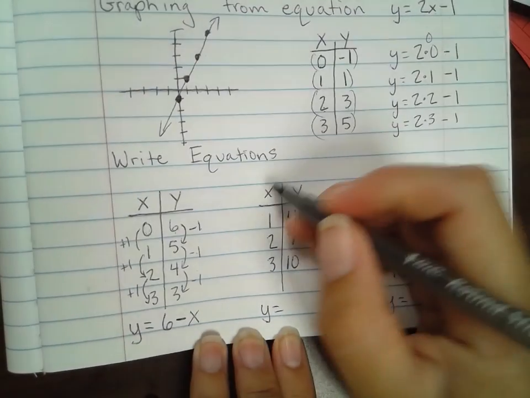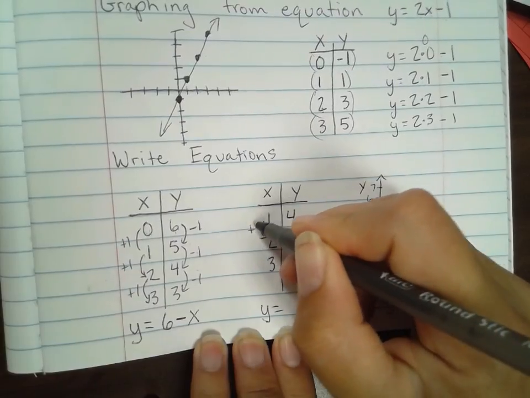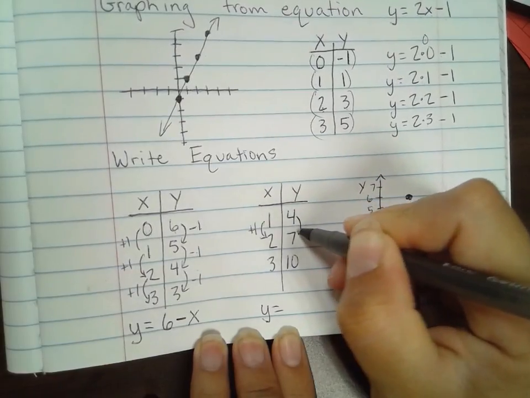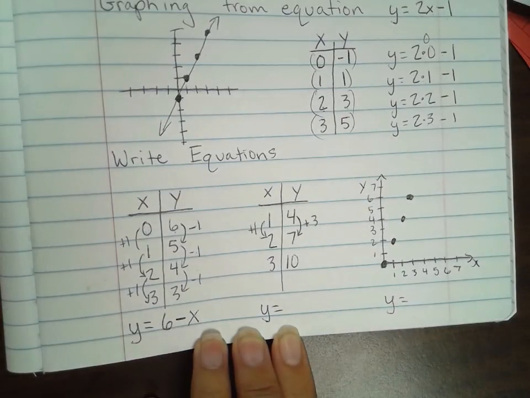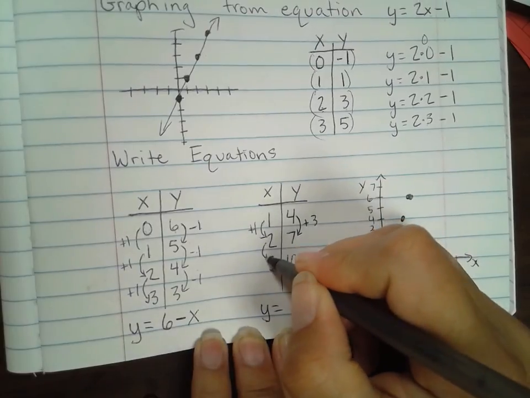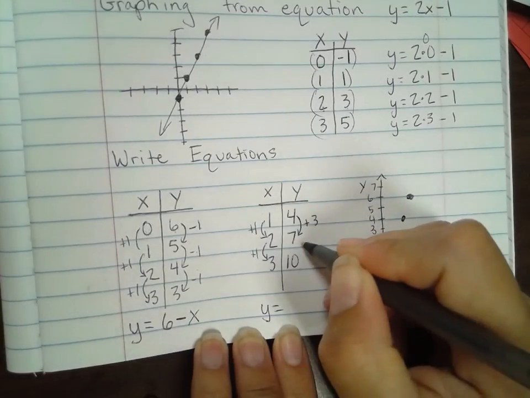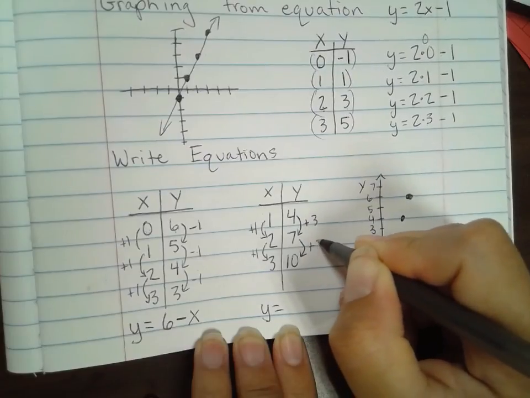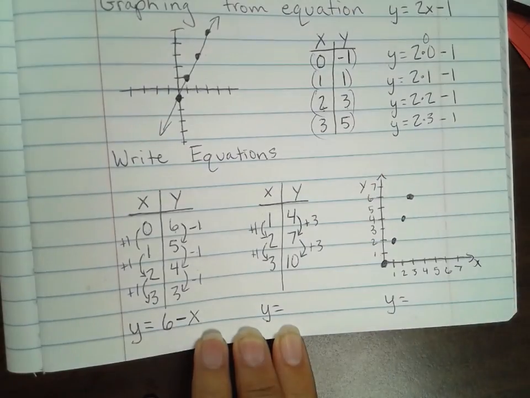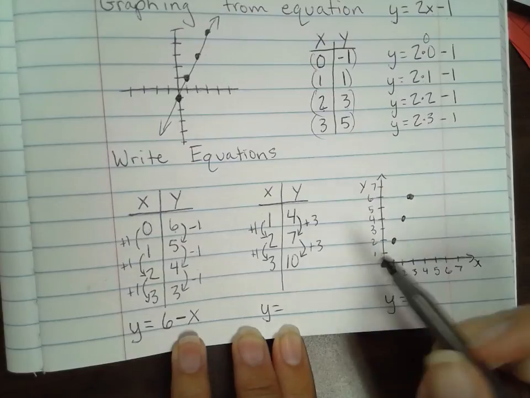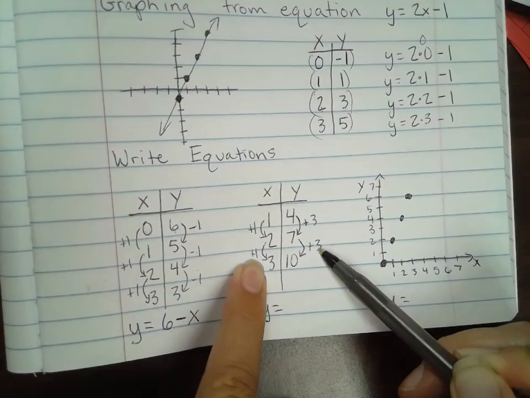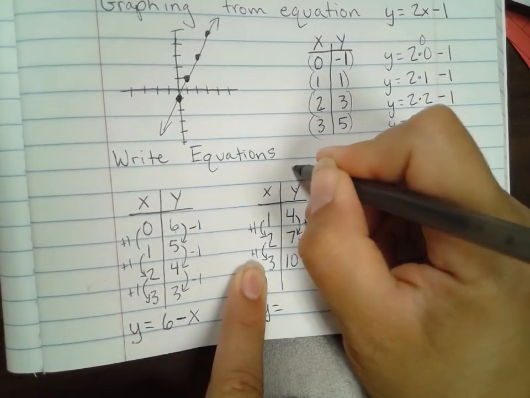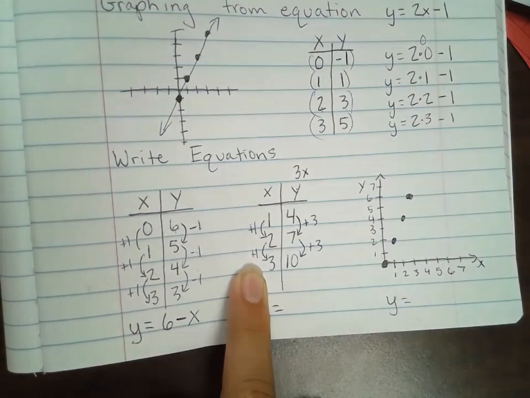Okay, let's look at this one. As this goes up 1, 4 to 7, that went up 3. So this is growing. This is a growing pattern. So I'm going to be adding. This one went up 1, this one went up 3. So my rate is growing by 3 times as fast as the x is growing. So y is growing 3 times as fast as x.